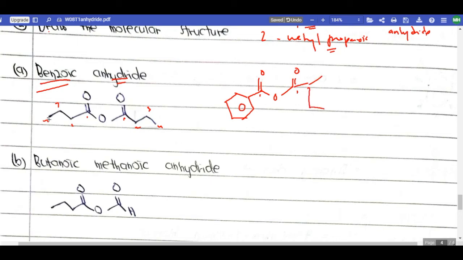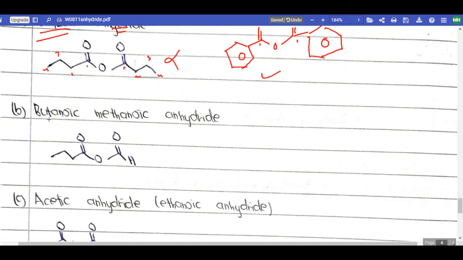From the name alone, we can predict that this is a symmetrical anhydride. Why? Because there is only one name at the front. Alright, if it is unsymmetrical, we're going to have two names. So the structure will look like this. Benzoyl. Okay, this is incorrect. The correct structure is like this. Alright, then we have butanoic methanoic anhydride.